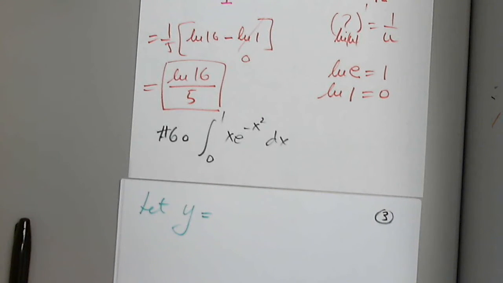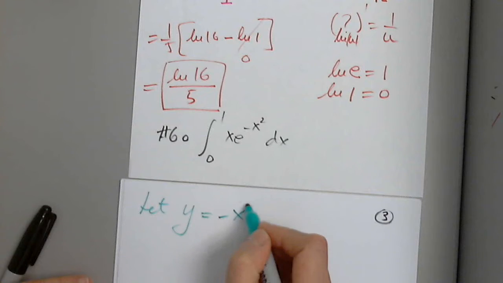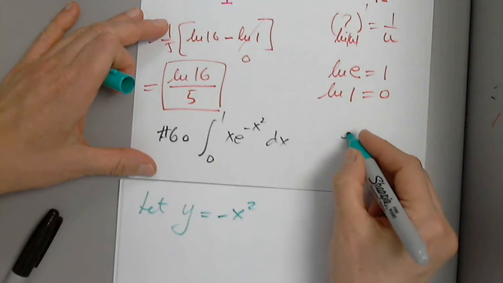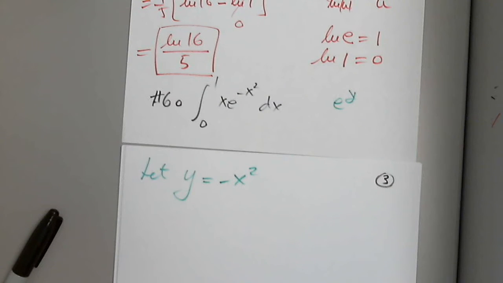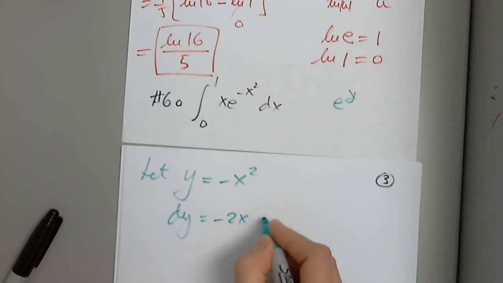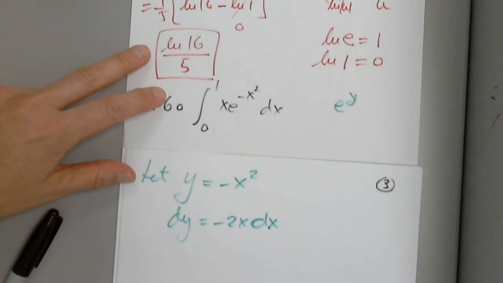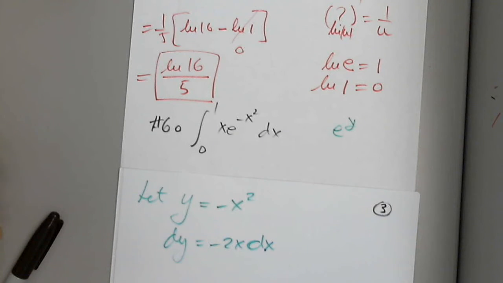What bothers you? I know it's not the scientific way, but what is weird here? E is so friendly. Exactly. That is what I don't like. I prefer to see e to the y. I don't really like to see e to negative x squared. Good. But now I have to have dy in the problem. What is dy equal to? Negative 2x dx. Do I have negative 2x dx in the problem?